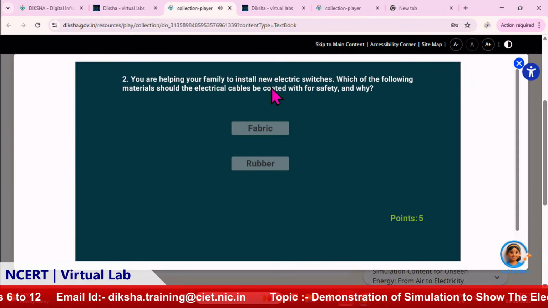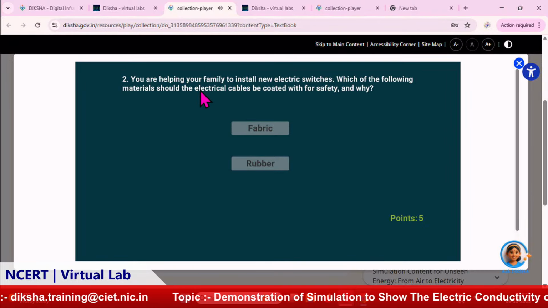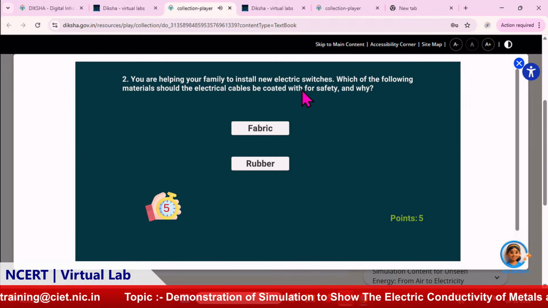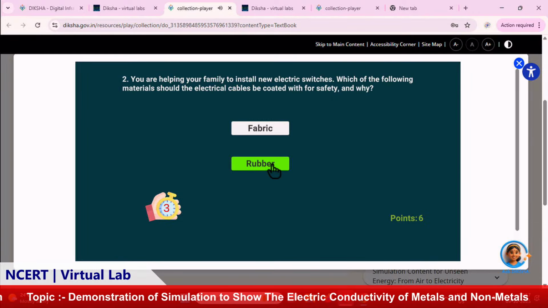You are helping your family to install new switches. Which of the following materials should the electrical cables be coated with for safety and why? It is rubber. Okay, it is rubber.